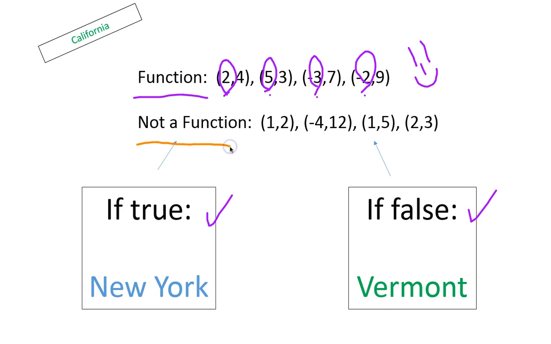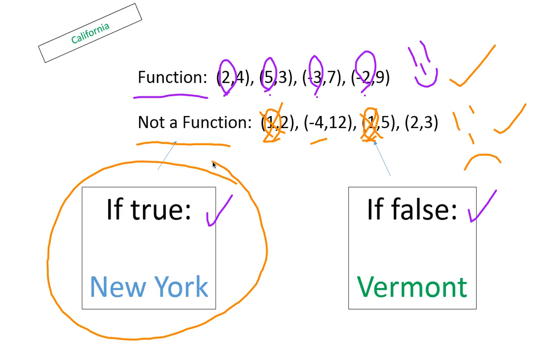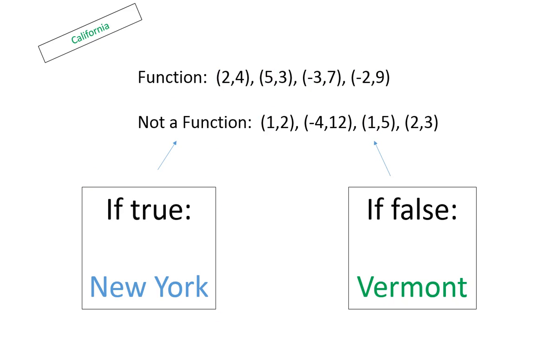But if we look at not a function, 1, -4, 1. I could stop right there because once I find some x's that repeat, I like to put a little x in there. This is definitely not a function, yo. Therefore, this statement was true. This statement was true. So guess where we're heading? We're heading to New York, New York.